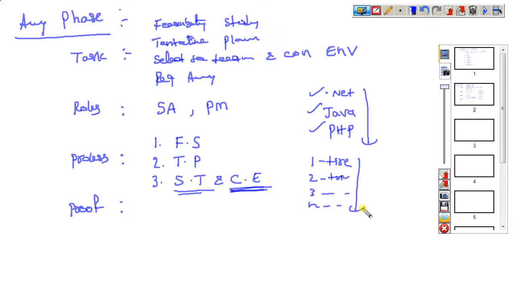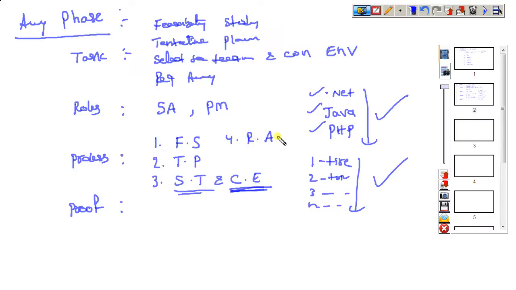Selecting the technology and confirming the environment means, to complete this project successfully, what is the best technology and the best environment; they can analyze, choose and mention that in this section. And finally, the fourth one.